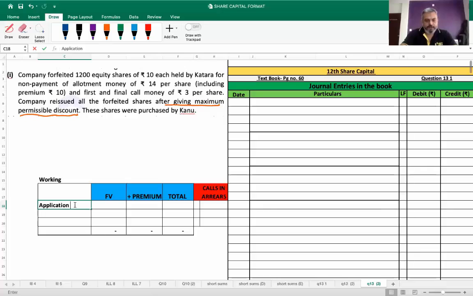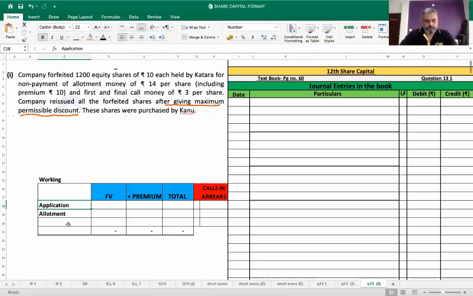So application, allotment, and first and final call. So application is not given directly, but allotment is given including premium of rupees 10. So total is 14, and first and final call of 3 per share. So face value is 10. So application is 3 per share.